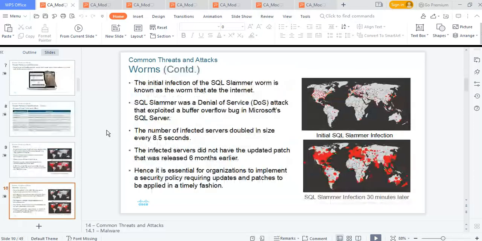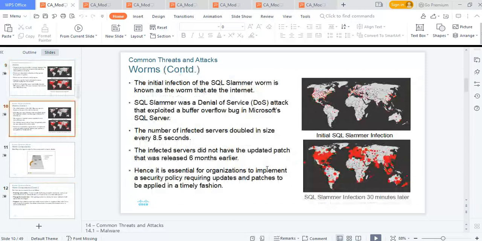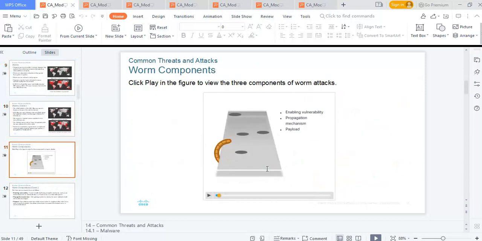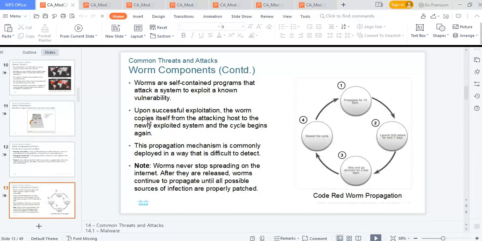Of course, you have worms. You can watch this video on the Cisco LMS to see how a worm has a payload, propagates itself, and enables a vulnerability that can be exploited. Okay, so that's the explanation there.